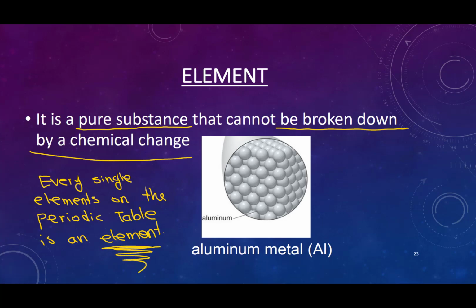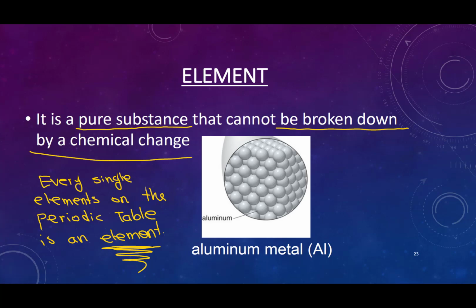You are responsible to know the name and the symbol of the elements on the periodic table. The list is posted on Canvas. Every single element on that periodic table cannot be broken down by a chemical change. Examples are hydrogen, oxygen, nitrogen, aluminum, carbon, and etc.